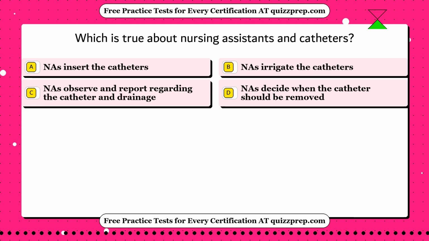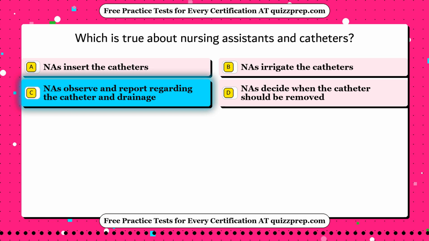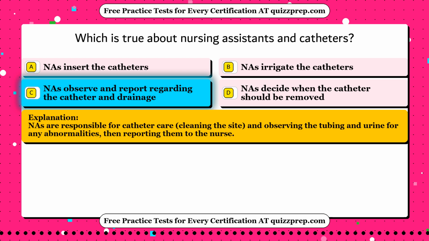Question 80. Which is true about nursing assistants and catheters? Option A. NAs insert the catheters. Option B. NAs irrigate the catheters. Option C. NAs observe and report regarding the catheter and drainage. Option D. NAs decide when the catheter should be removed. The correct answer is option C. NAs observe and report regarding the catheter and drainage. NAs are responsible for catheter care, cleaning the site, and observing the tubing and urine for any abnormalities, then reporting them to the nurse.